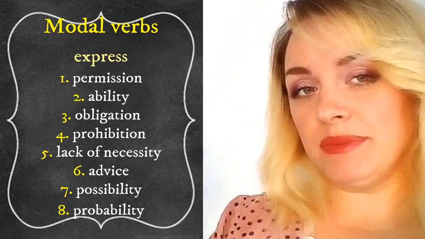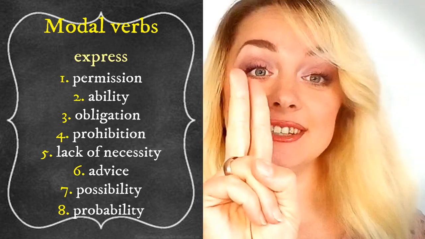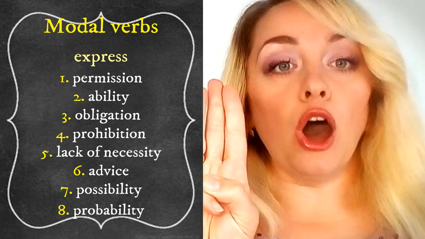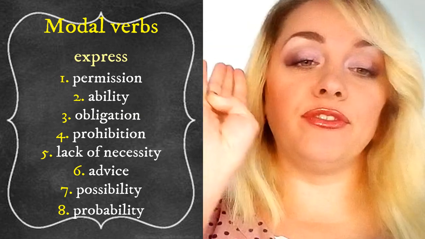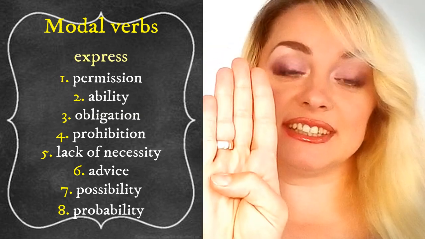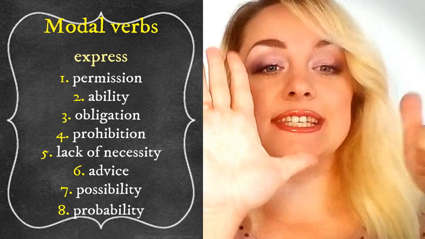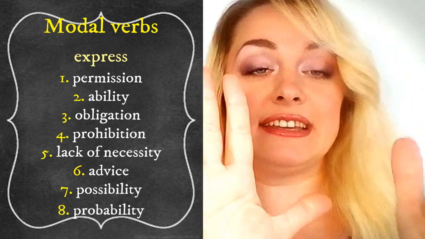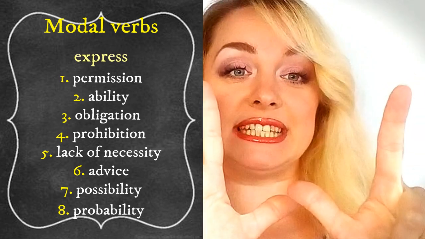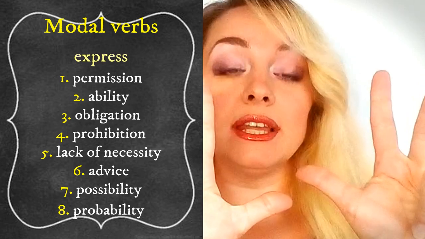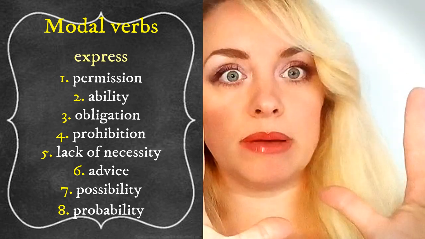And now, let us see what these modal verbs are used to express. Modal verbs are used to express: the first, permission. The second, ability. The third, obligation. The fourth, prohibition. The fifth, lack of necessity. The sixth, advice. The seventh, possibility. The eighth, probability.